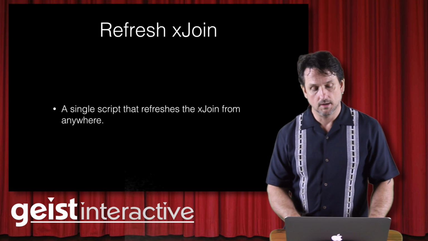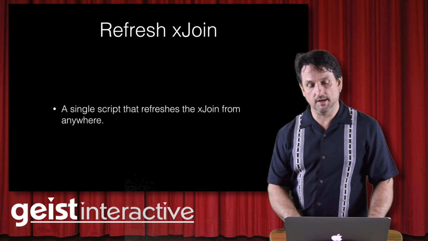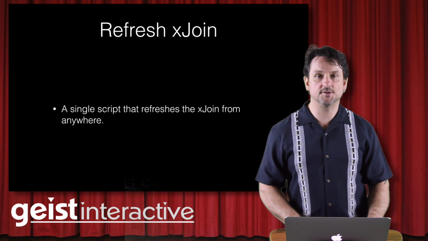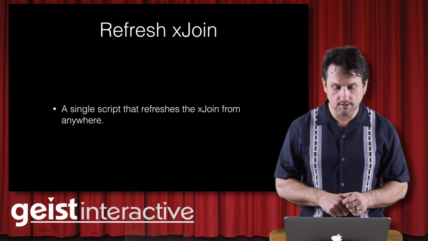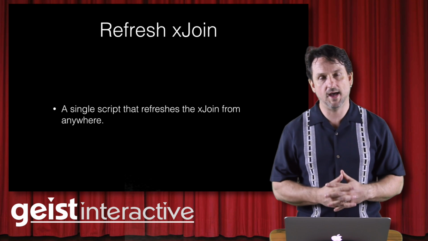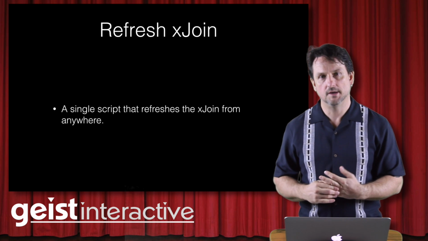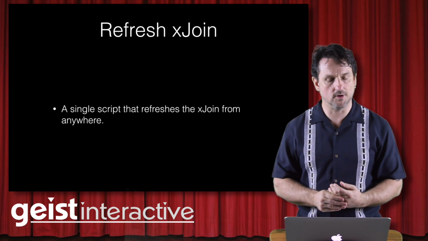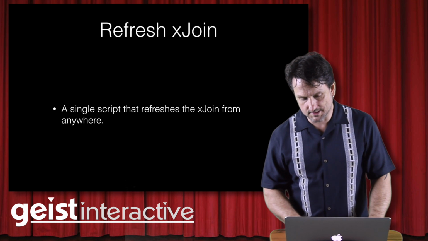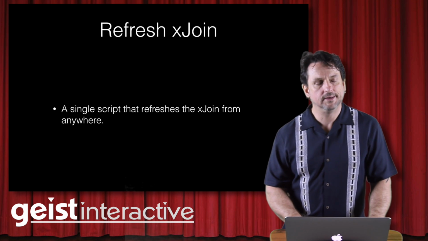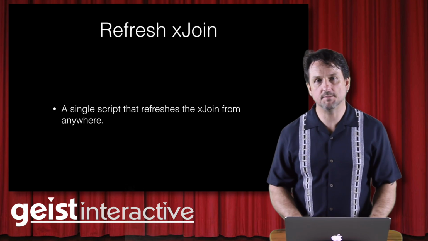One caveat is you will need to be able to refresh the X-join from time to time, and we have a single script in the demo file which can do that. It's just like having to refresh the window occasionally. You will need to kick those cross-joins and make them work. So that's about it. That is Selector Connector. Thanks very much.